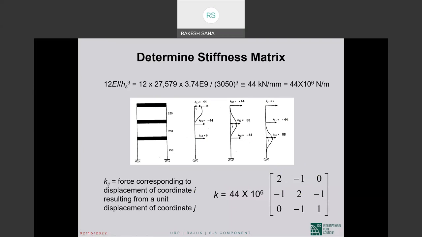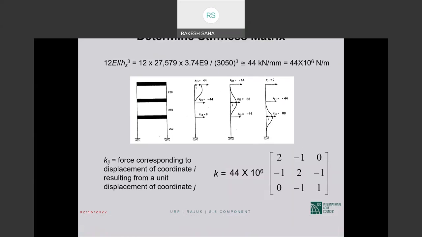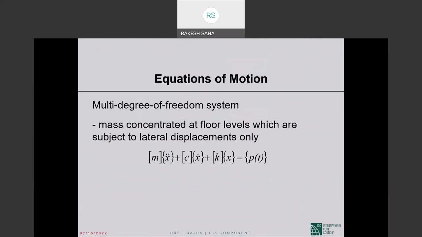Here it looks simple, only translation, only 3 numbers. But if you imagine 3 degrees of freedom per floor and 40 different floors and complicated configuration, assembling the stiffness matrix is a huge undertaking.